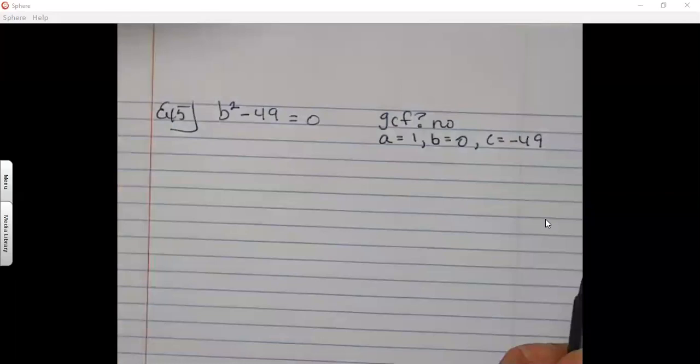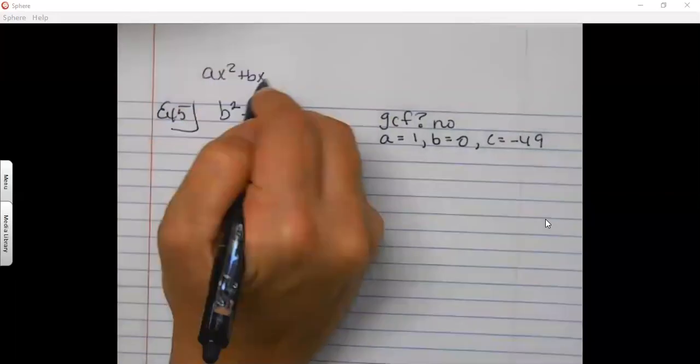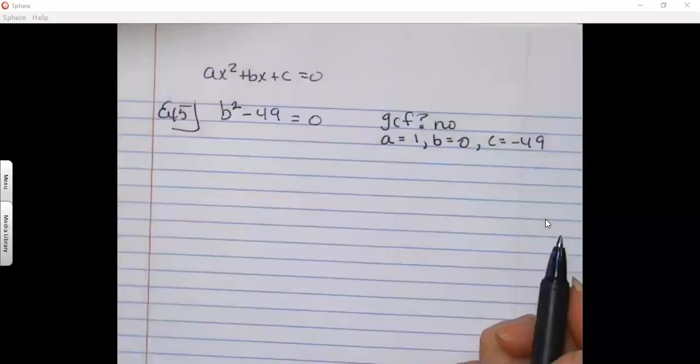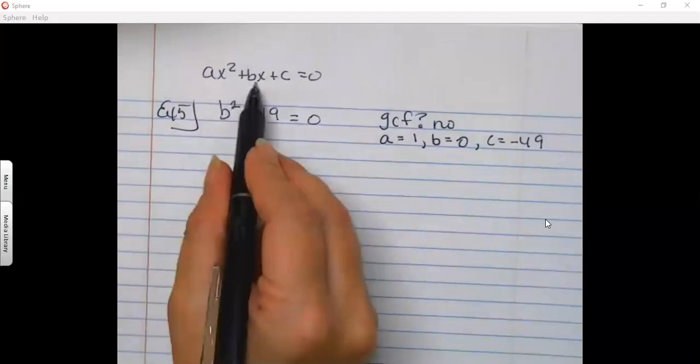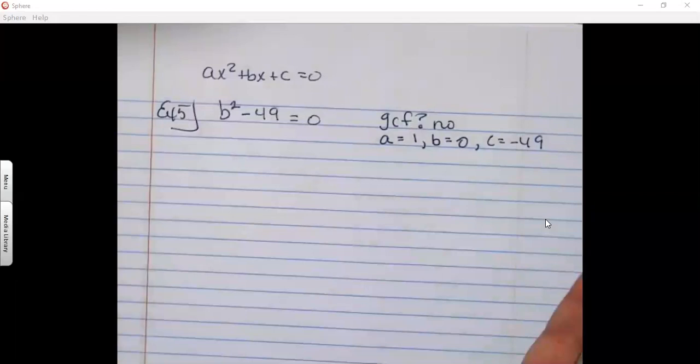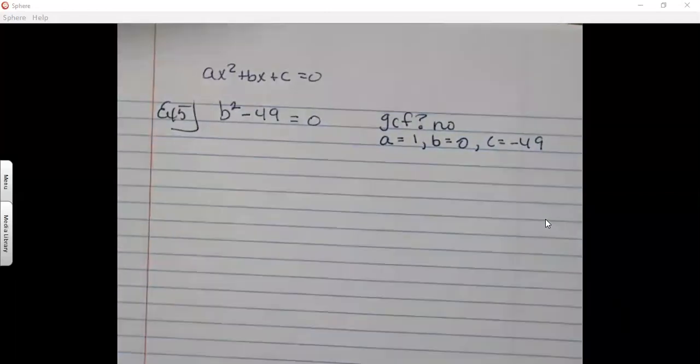Because ax squared plus bx plus c is the standard form. A is the coefficient of x squared, so A is 1. B is the coefficient of your linear term. There's not a linear term. There's no term with just the b in it, right? So there's not a linear term. We wouldn't say plus 0x. That's just 0. The constant is the number that doesn't have a variable. Okay? We could also have a b term and no c term.